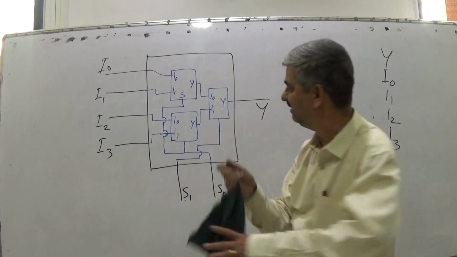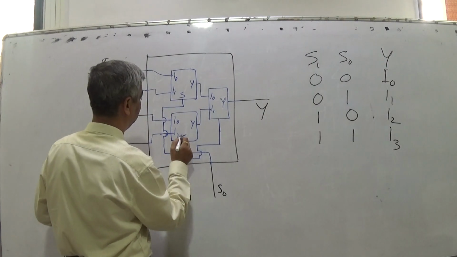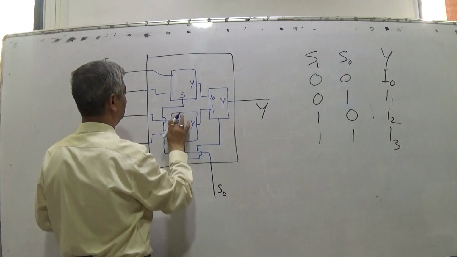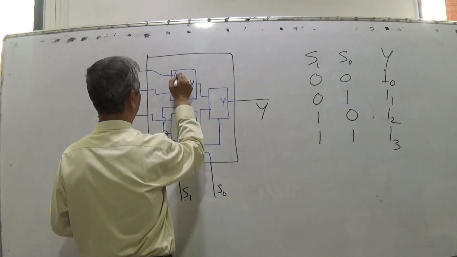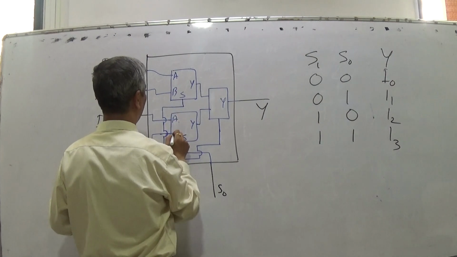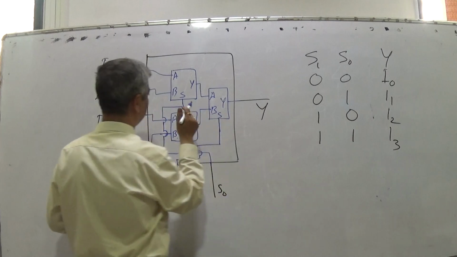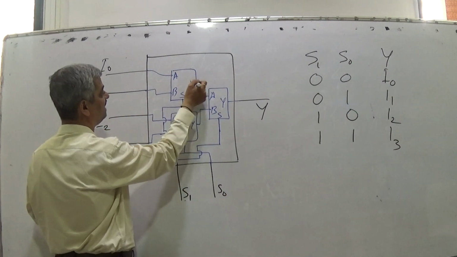If you find that these names are confusing, since these names are internal, you can use them as A and B also, so that I0, I1 should not be a problem. So when select line is 0, this appears. When select line is 1, this appears here.